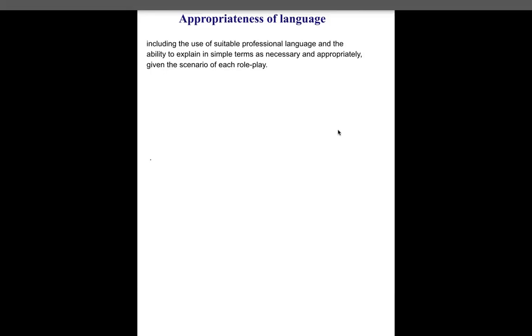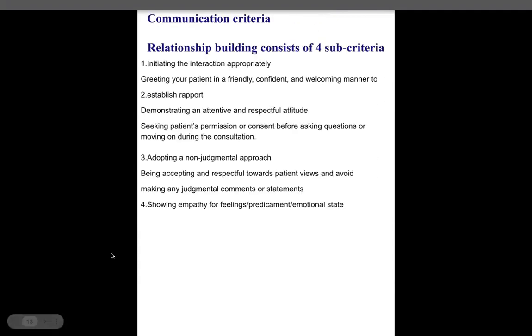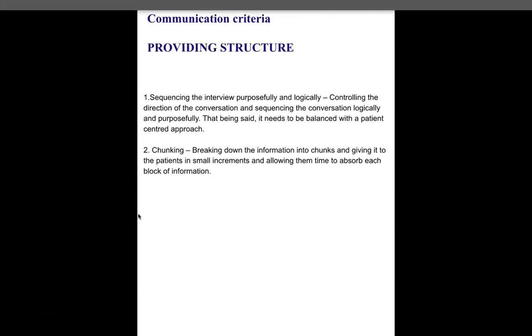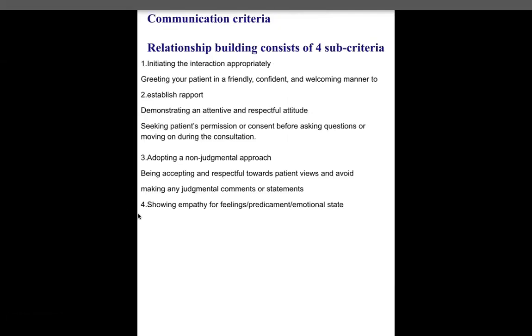Then, appropriateness of language, which includes the use of suitable professional language and the ability to explain in simple terms as necessary and appropriately, given the role play. You are assessed on whether you're using formal, professional language, and you get 6 marks. That's under appropriateness of language. And the last one is grammar. Everybody knows the grammar should be correct and there shouldn't be any grammar mistakes.